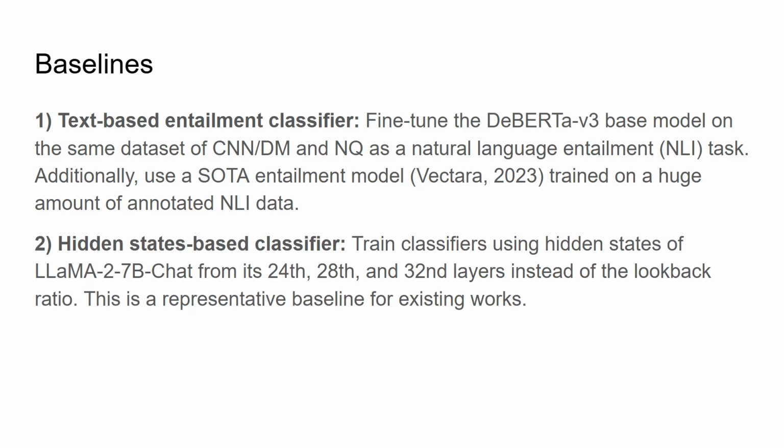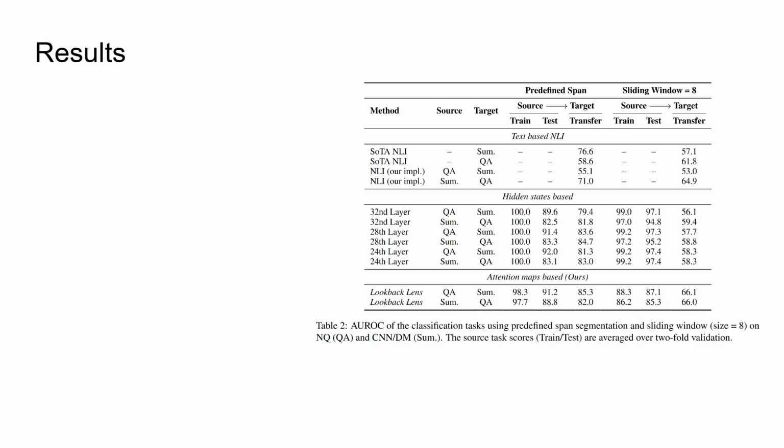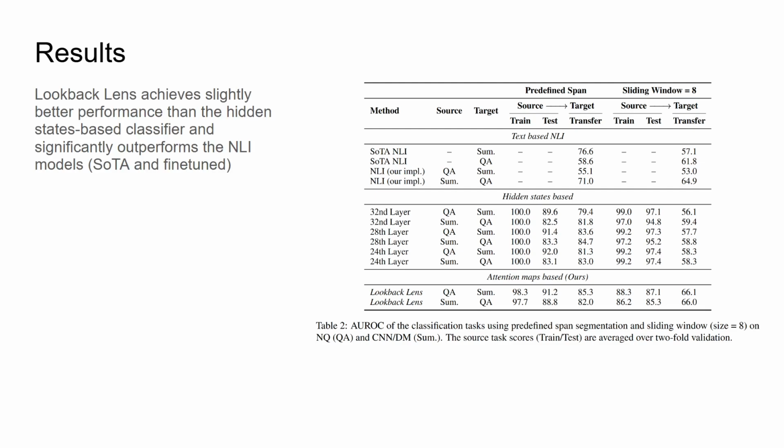And then they also compare to previous work by building this hidden state-based classifier. So they use 24th, 28th, and 32nd layer representations. Now the results. So this is the result table. They use the area under the ROC curve metric. And let's just go over some findings from this work.